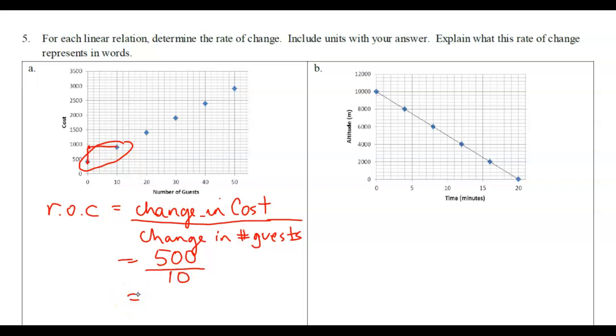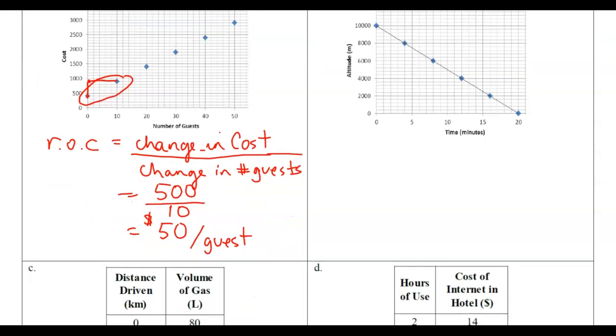And we already figured this out. This graph was one of those first ones. And I already said the cost of each guest was $50. We figured that out. And so that's the rate of change. So then put in units. Okay, so it's $50 per guest. That's the rate of change.